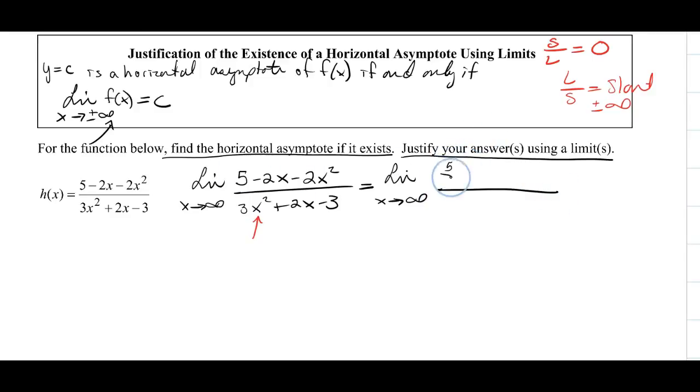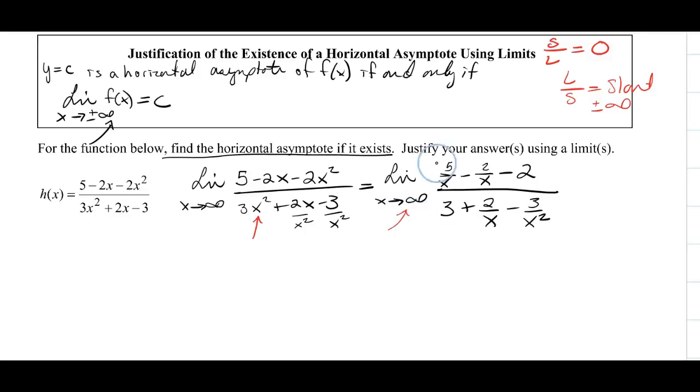5 over x squared is 5 over x squared. 2x over x squared is negative 2 over x. And 2x squared over x squared is negative 2. 3x squared over x squared is 3. 2x over x squared is plus 2 over x. Negative 3 over x squared is negative 3 over x squared. That one doesn't reduce. Now I can take my limit as x approaches infinity.